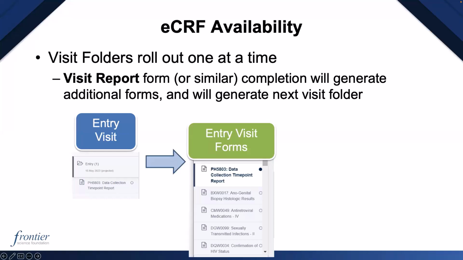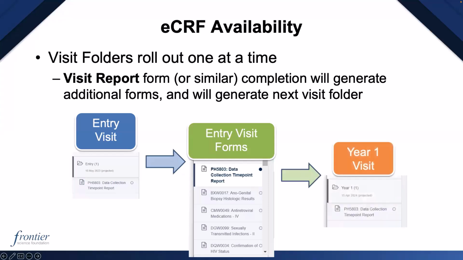Once that data collection time point report is completed, additional forms roll out for the entry visit. And those new forms are available in the entry visit folder. And at the same time, the next folder will roll out as well. You can see here that at the same time that the additional entry visit forms rolled out, so did the year one folder with that DCTR.